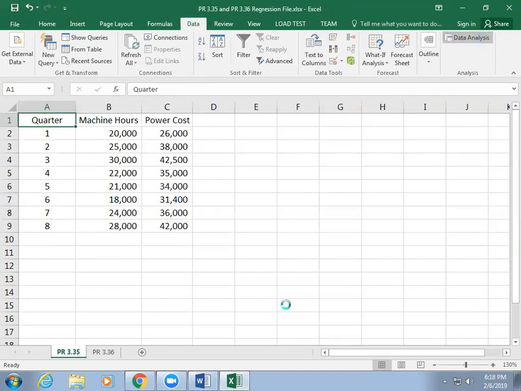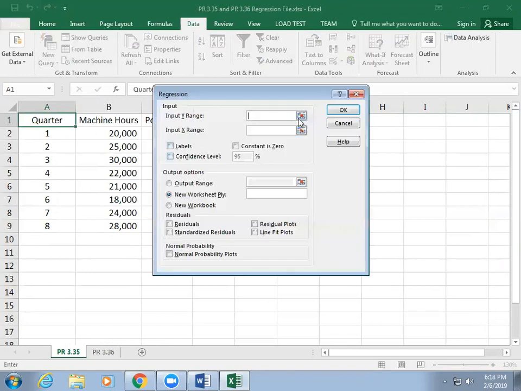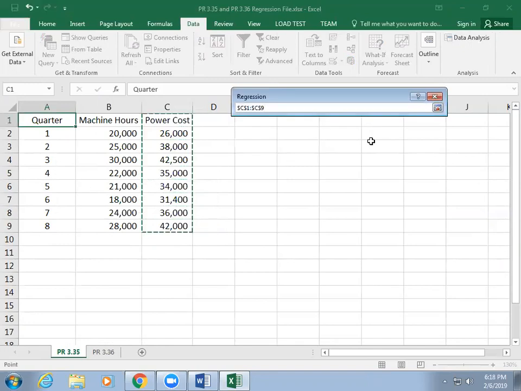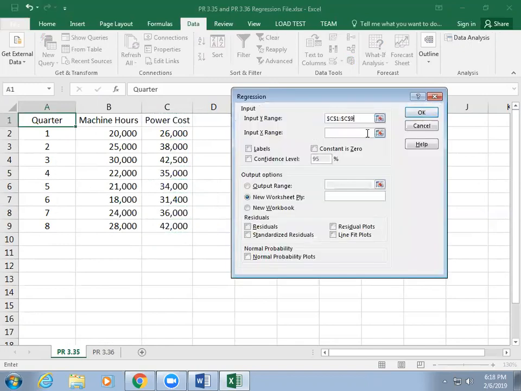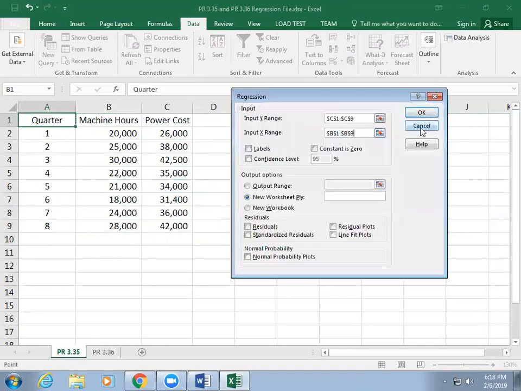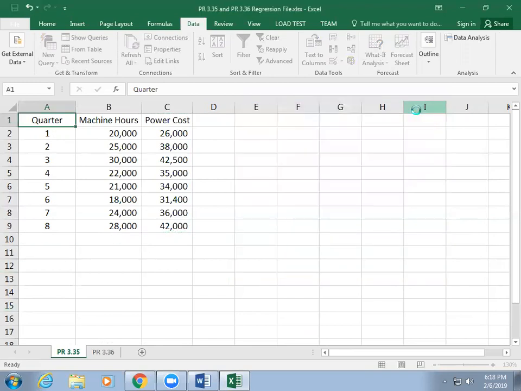So when I run a regression, which again, we'll go through all the steps later, I just wanted to show you what kind of data you get. I'm going to choose my total costs, which are always the Y, and my X, my variable, is always the machine hours.